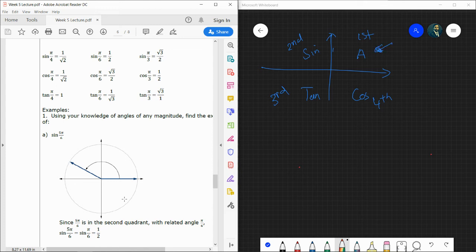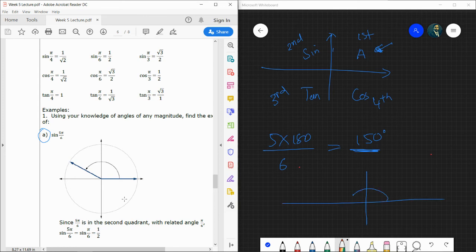Now, when it comes to problems like this, for example, question A, look at that. It's sine 5 pi over 6. So straight away you might not know in which quadrant it lies, but what you can do is convert it quickly to degrees and then you understand where it lies. So the way to do it is pi into 180 divided by 6. So that's 150 degrees. And 150 degrees clearly is in the second quadrant.